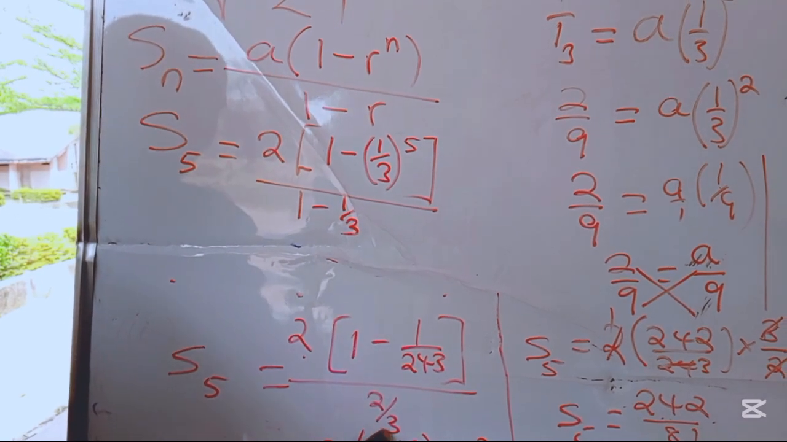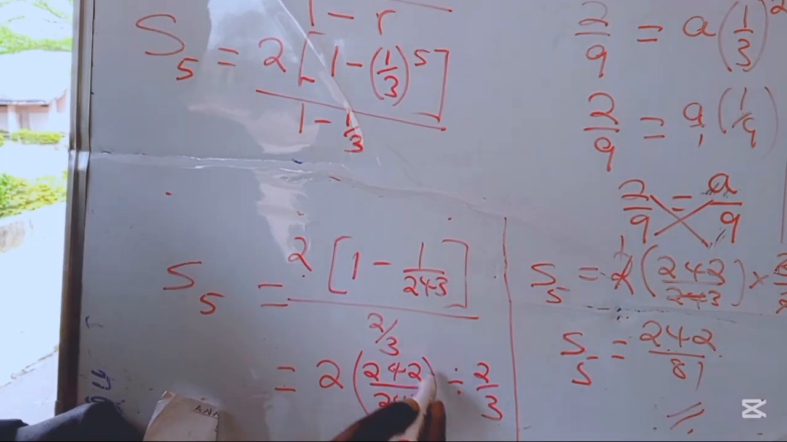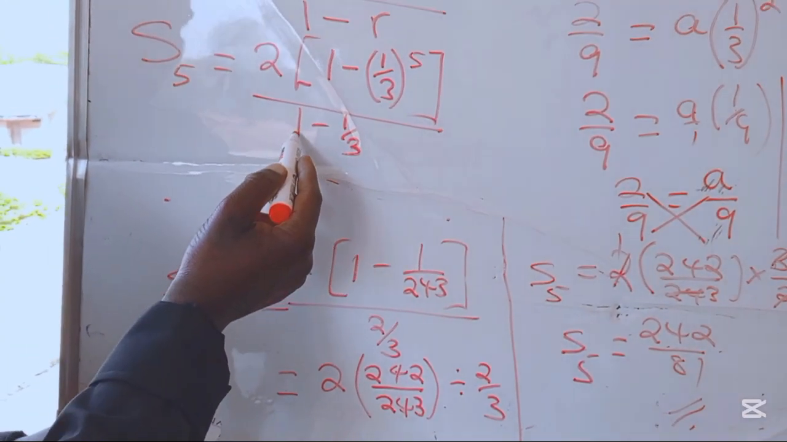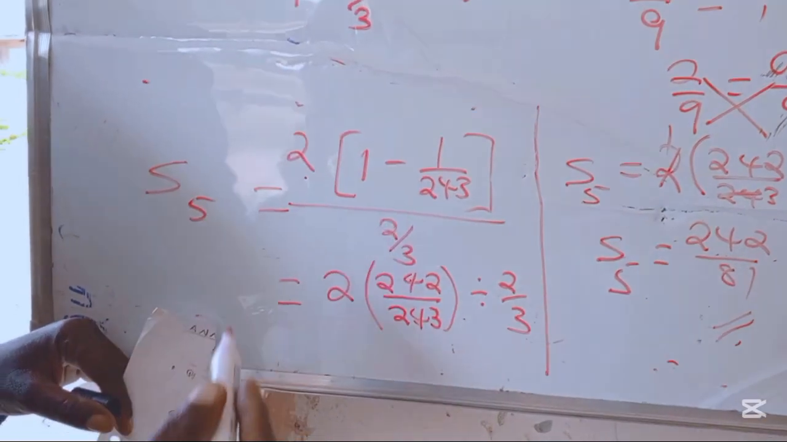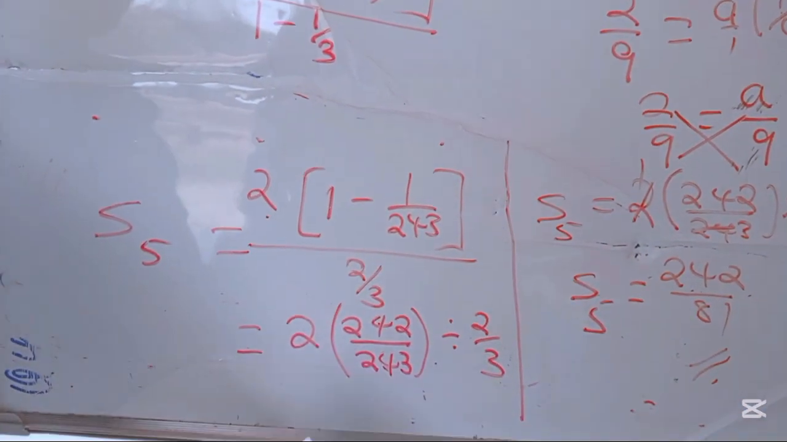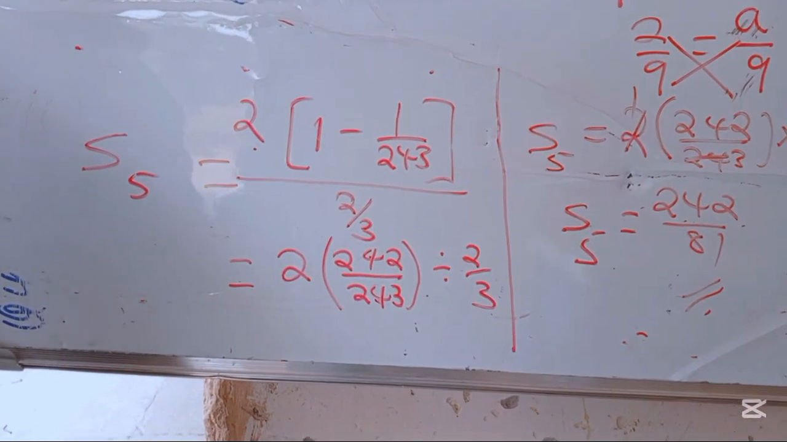The difference is 242 over 243. But mind you, I'm dividing with 3 over 2. Where is the 3 over 2 coming from? It is the difference between 1 and 1 over 3 there. So the sum is that one. That is my sum. So ladies and gentlemen, I hope you have enjoyed.